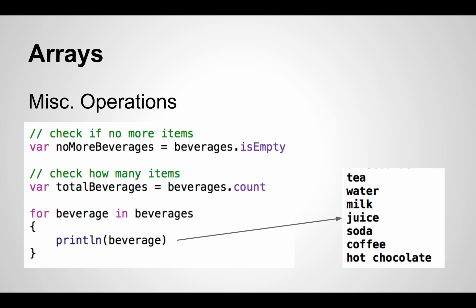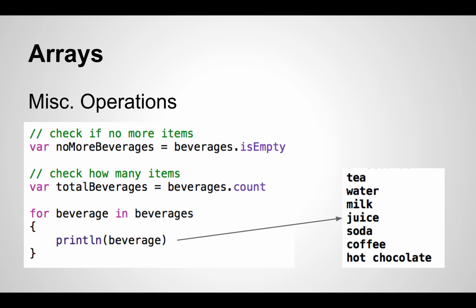Okay. Now, some miscellaneous operations that you probably want to know: if you want to check if an array has a value or not, if it's empty or not, you can do beverages.isEmpty, and it returns true or false, which is a boolean. Then you can check how many items you have there by doing beverages.count, and that would give you the total number of beverages within this array.